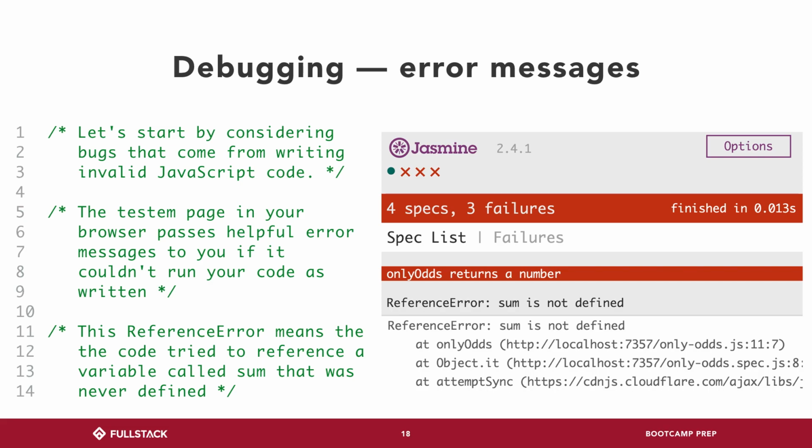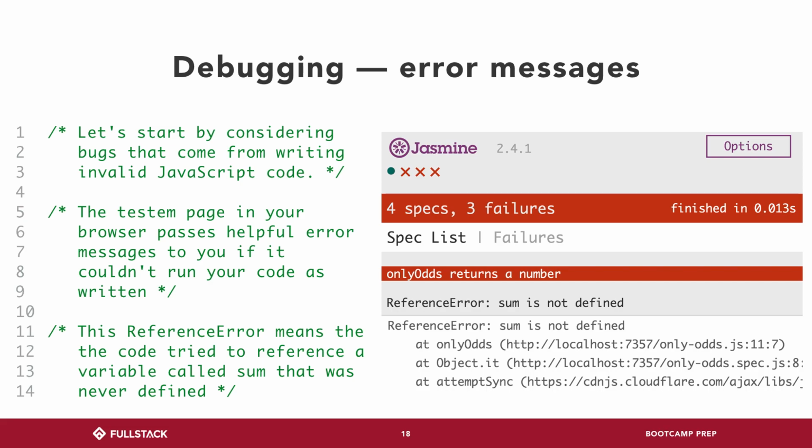So this printout over here is somewhat similar to what you'll see in CodePen. When you run your code and a test spec is failing, you'll see the name of the problem set, which in this case is only odds, and then you'll see that little description block for the test that ran. So in this case, only odds should have returned a number, but that test case threw an error where it said sum is not defined.